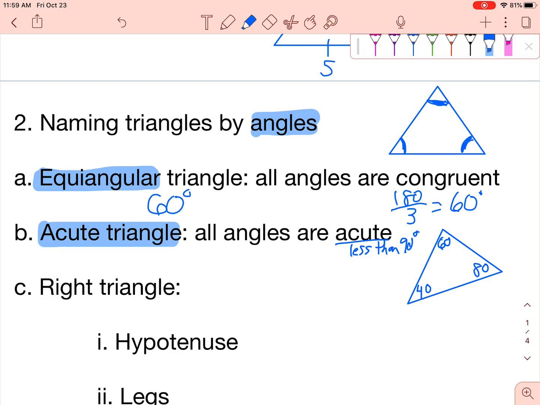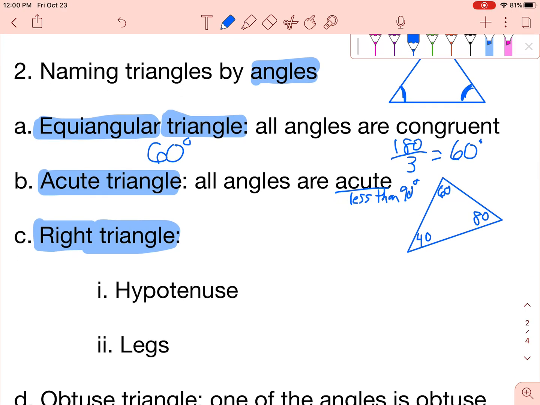Then we have our right triangle. I'm including the word triangle because I know you guys know what a right angle is, but do you know what a right triangle is? A right triangle is a triangle with one right angle. So I'm going to draw one right here. If you saw a triangle that looks like this, that is a right triangle because there is one right angle.